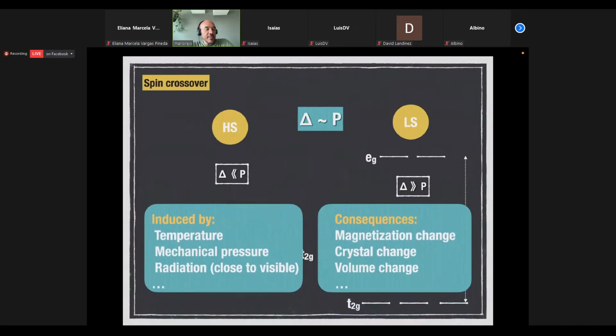It can be induced by temperature, mechanical pressure, radiation, and other kinds of external excitations. And the consequences are change in the magnetization, as I presented, change in the crystal parameters, and several other changes. Okay.